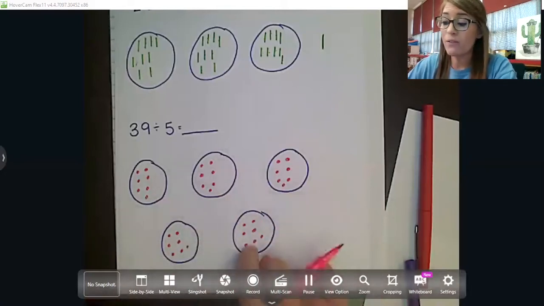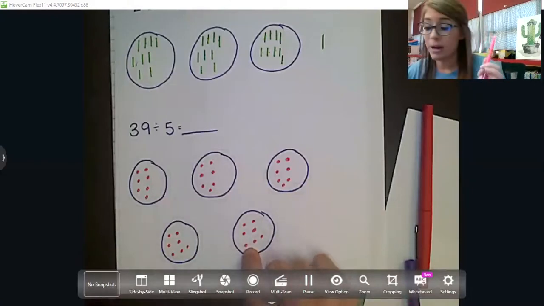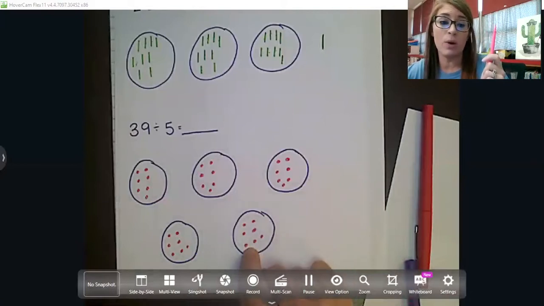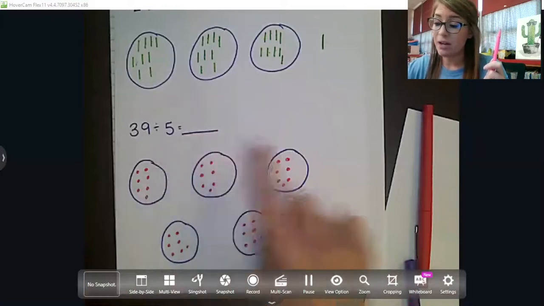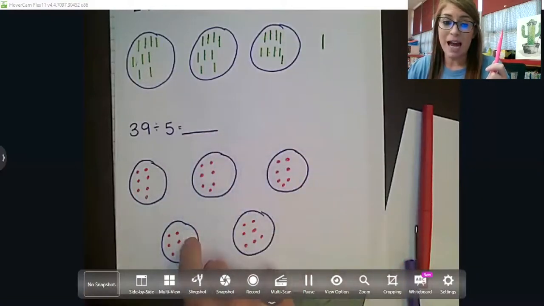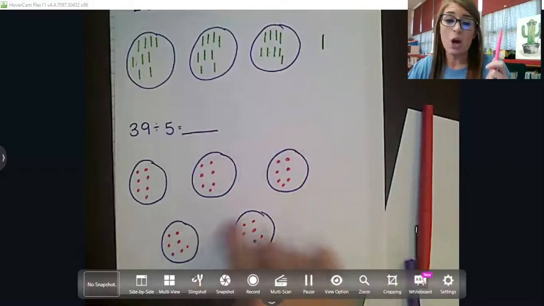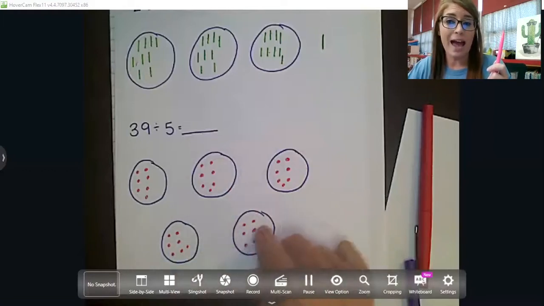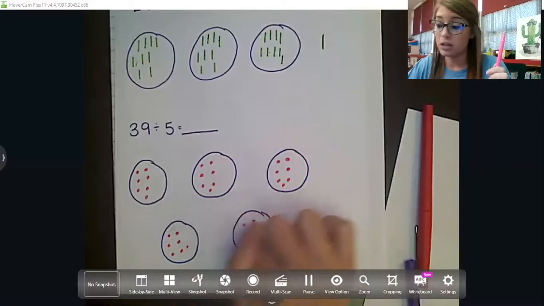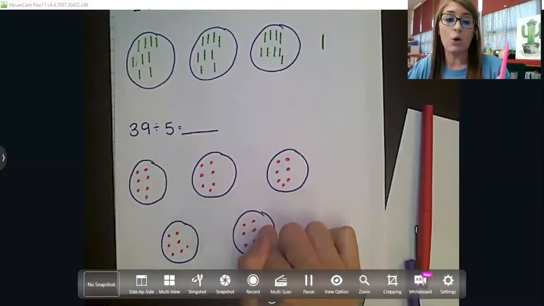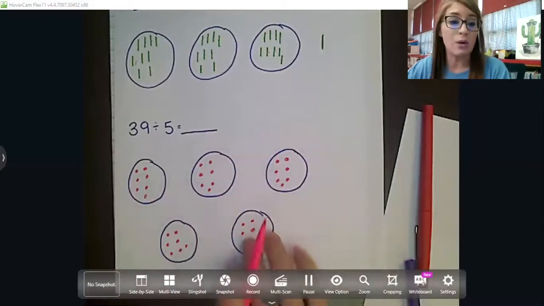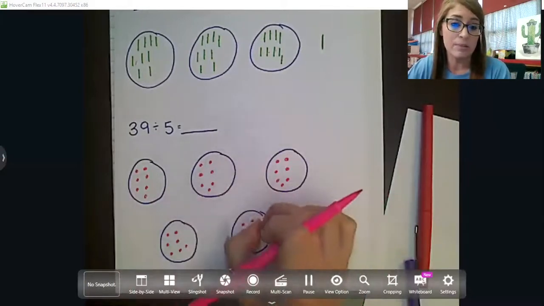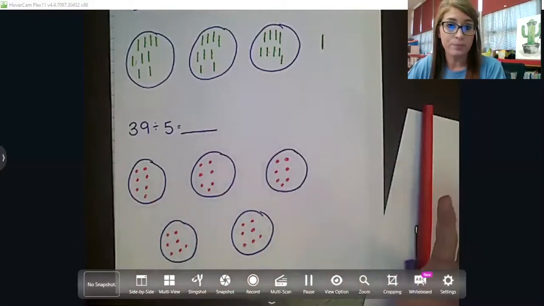So I'm at 35 right now, and I'm going to count without the pencil in my hand and see where that would leave me. 36, 37, 38, 39. Okay, so that would leave me with this last circle not having one dot in it. So I'm not going to be able to evenly put the last remaining dots inside the bigger circles. So where do those need to go?